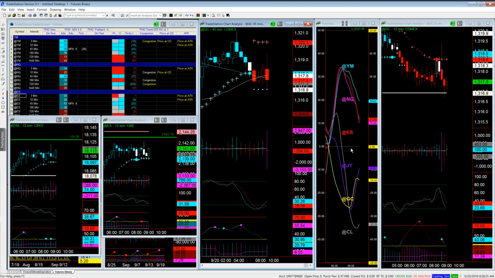Even between the indices, you'll see one going up and everything else is crashing. Or everything else is going up, but the stray one is crashing.